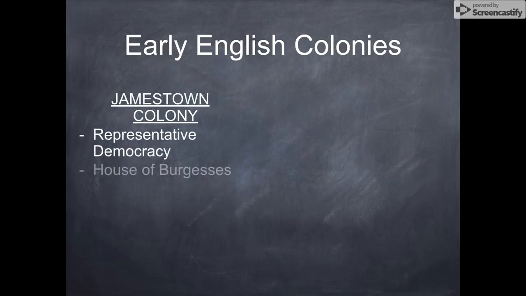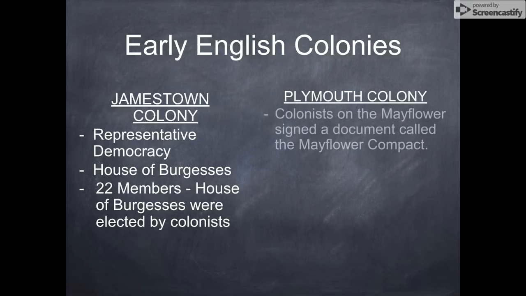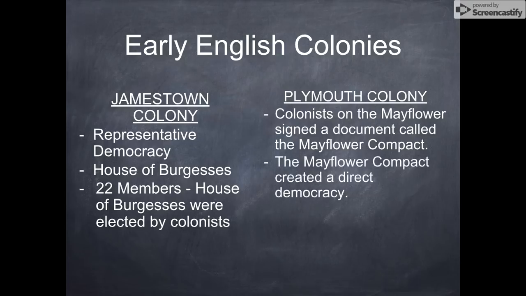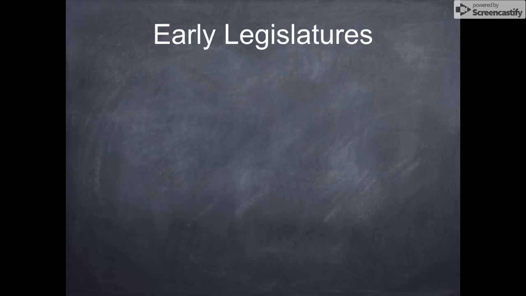All right, so here we're going to compare the first two colonies. So in Jamestown, you had the representative democracy, which the body was called House of Burgesses. The 22 members were then elected by the colonists directly. And then you had Plymouth. So colonists on the Mayflower signed the Mayflower Compact, which set up the direct democracy, and members would come together and vote on the direction that the colony would take in those town meetings.